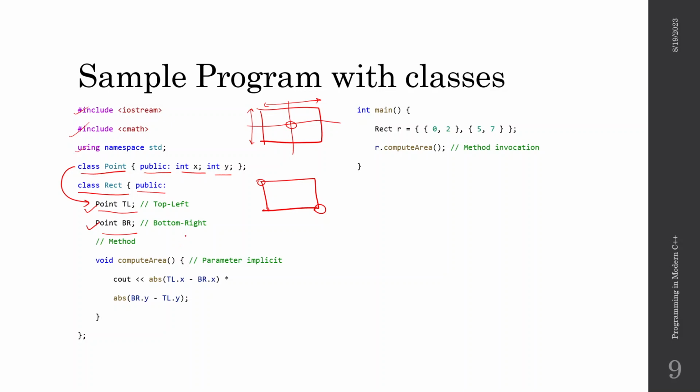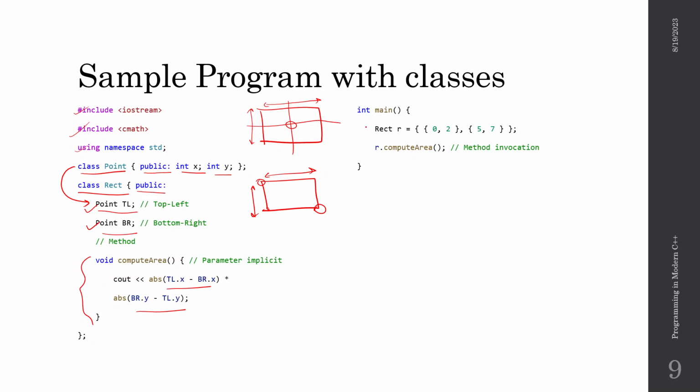Now we are also defining a member function which is called compute area. What the compute area function is doing is calculating the width and the height and then multiplying them, so it gives you the area, as you know.